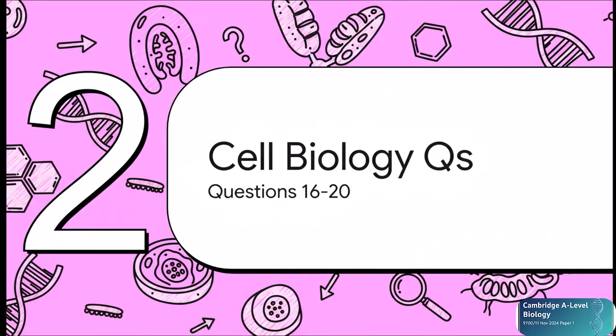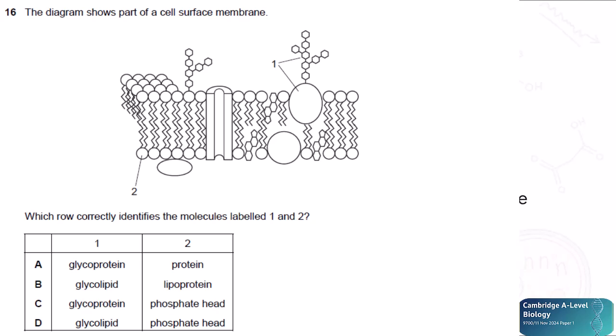And we're back. Time for our next block of questions, 16 to 20. We're switching gears a bit now, moving away from the molecular level and zooming into cell biology. Get ready for some membranes, transport, and a bit of mitosis. Right, question 16. We've got a classic diagram of the cell surface membrane.